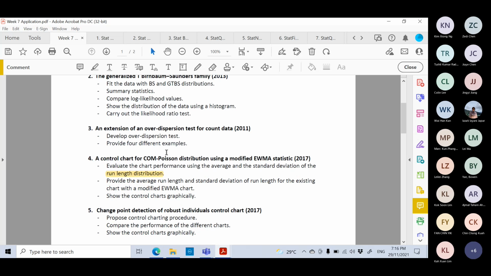then they apply it to the composition distribution. The composition distribution is also one of the discrete distributions. So they will come in with the distribution. So if you have one distribution, you can incorporate it into the control chart idea.